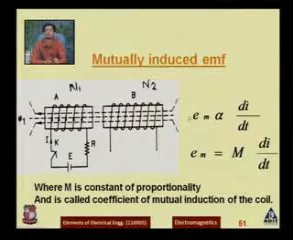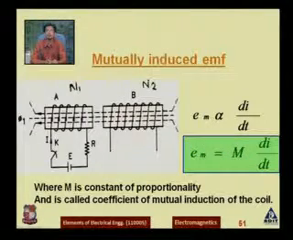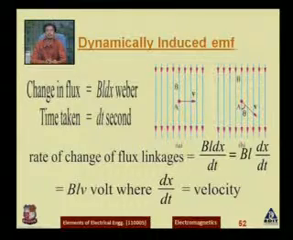If I remove the proportionality, so what will happen? EM is equal to M di by dt, where M is the constant of proportionality and is called the coefficient of mutual induction of the coil. You have to remember this formula for solving the numericals of the mutually induced EMF and self-induced EMF. Now we will see the dynamically induced EMF.